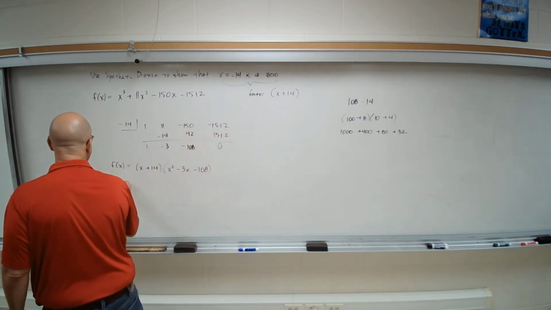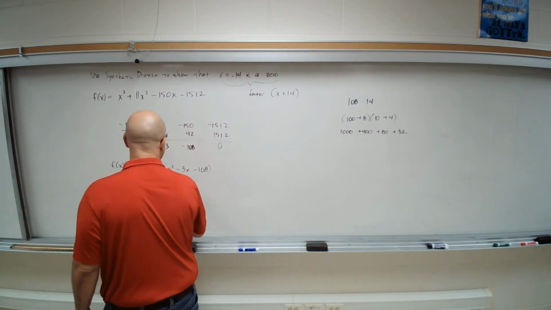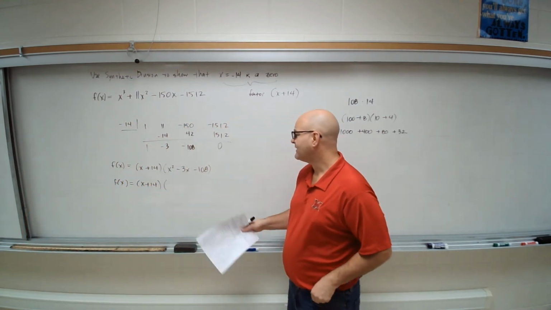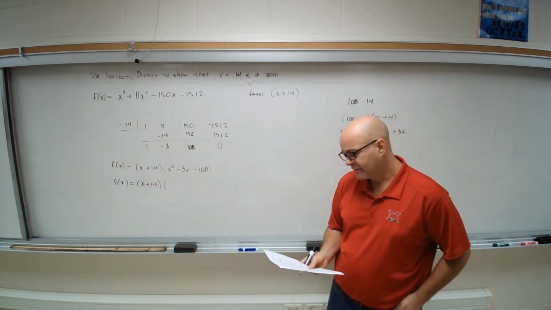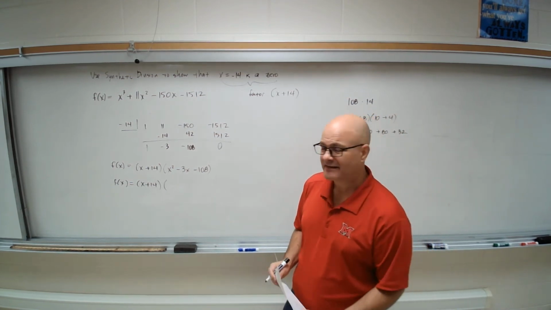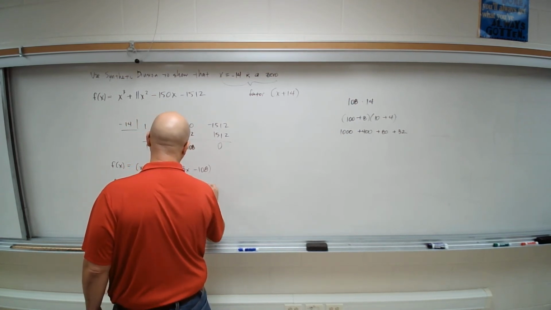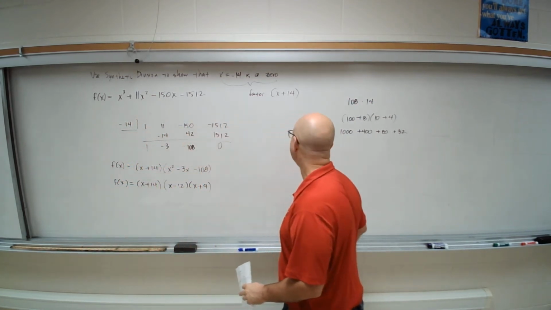So to factor this further, we get the two numbers that multiply to be negative 108 and add to be negative 3 would be negative 12 and 9. Took me a minute to think about those, but we'll get x minus 12 and then x plus 9.